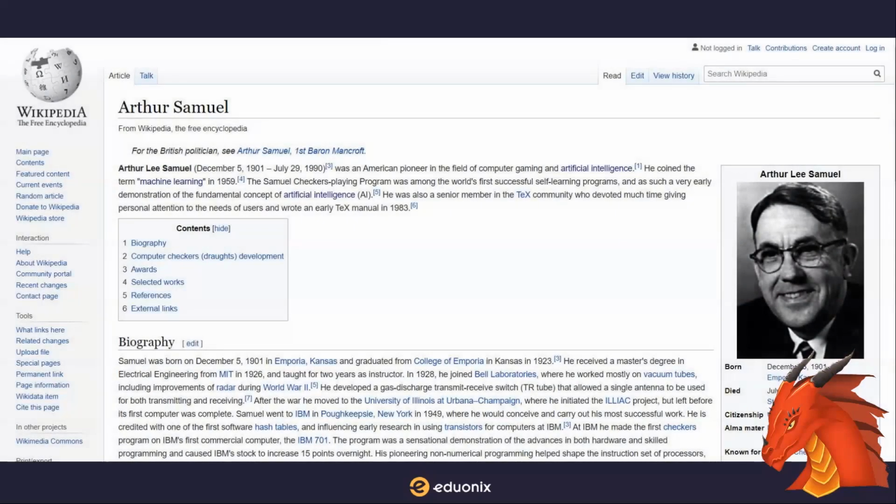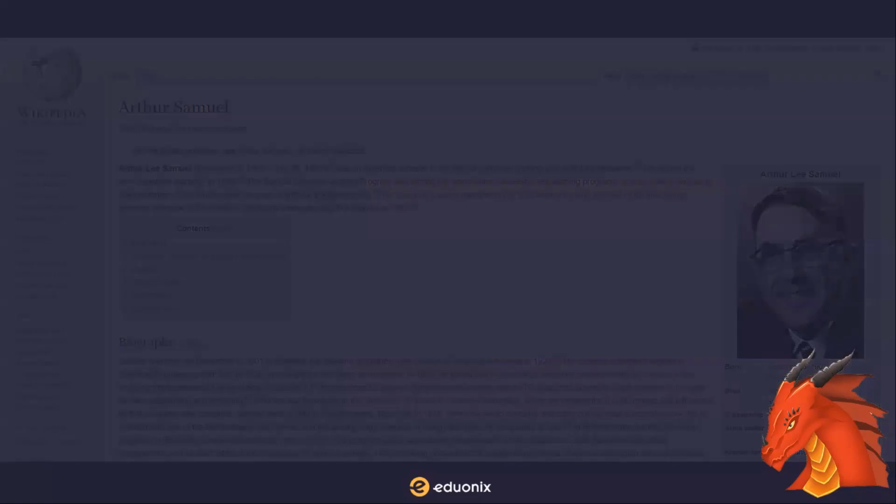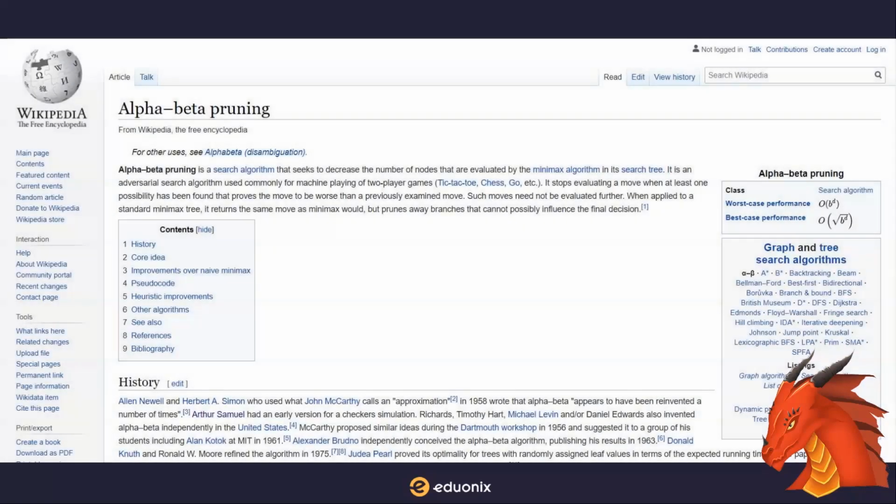In the 1950s, Arthur Samuel of IBM developed a computer program for playing checkers against itself. This program had a very small amount of computer memory available. To offset this restriction, Samuel initiated what he called alpha-beta pruning.